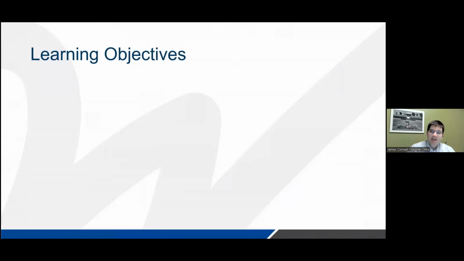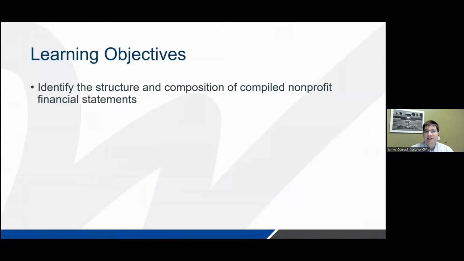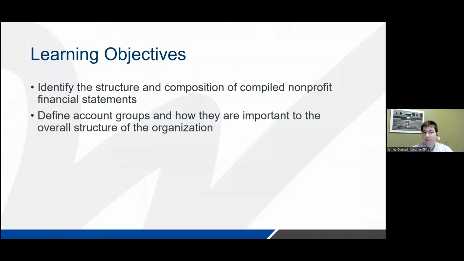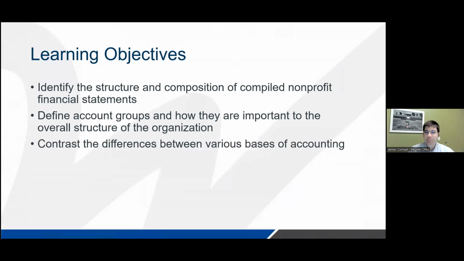So today's learning objectives, these were outlined in the initial email. We want to identify the structure and composition of compiled nonprofit financial statements, and that word compiled has a specific meaning to it. We're going to define account groups and how they are important for the overall structure of an organization. We're going to see that some have a specific structure, some have a looser structure, and we'll get into that.